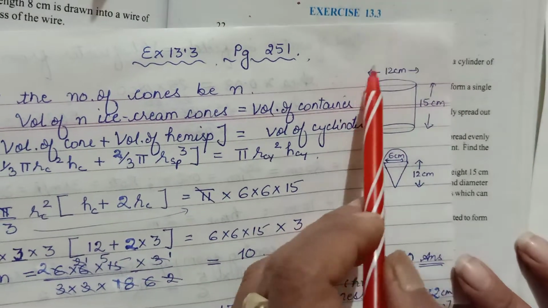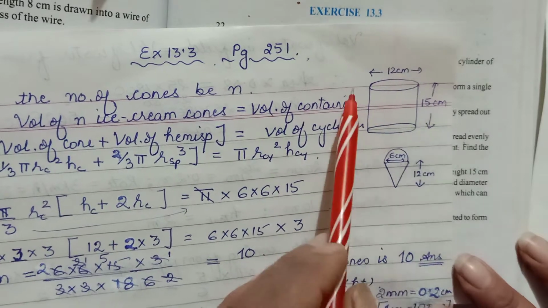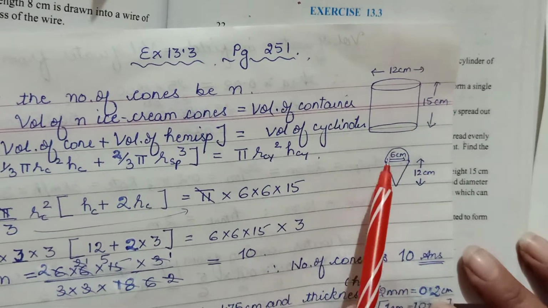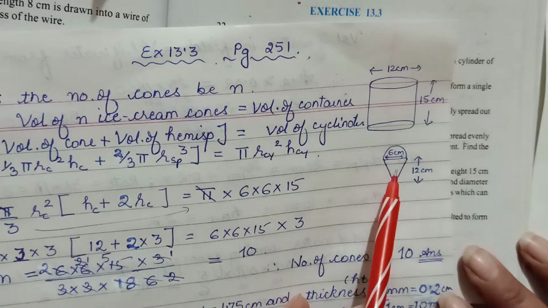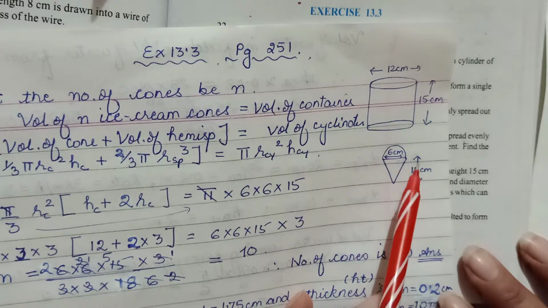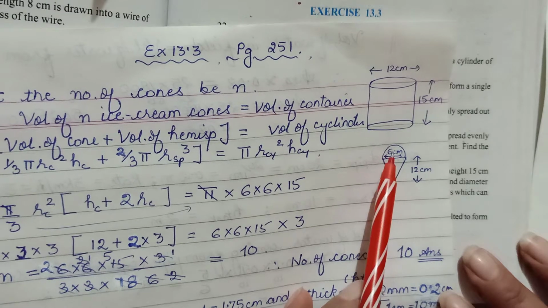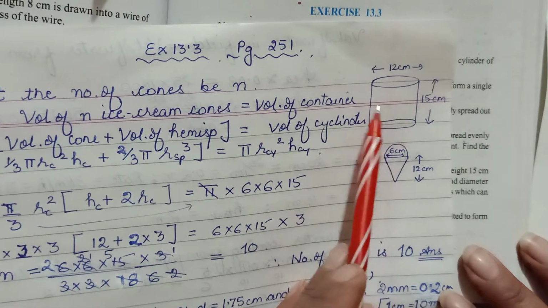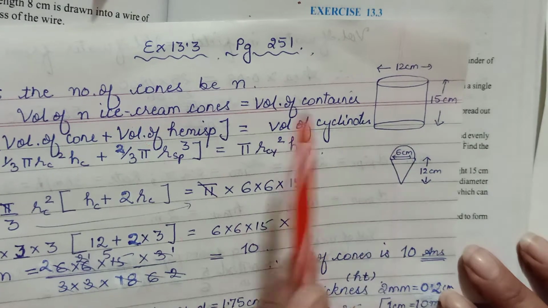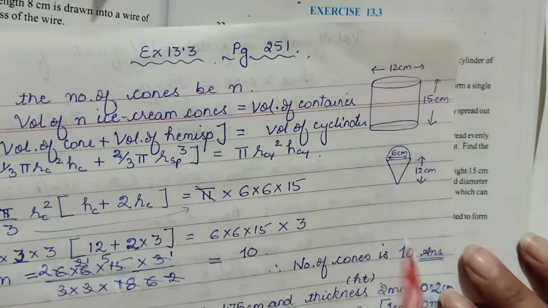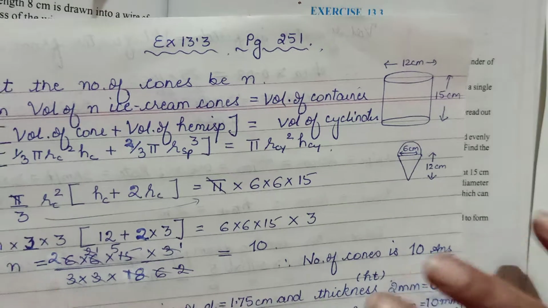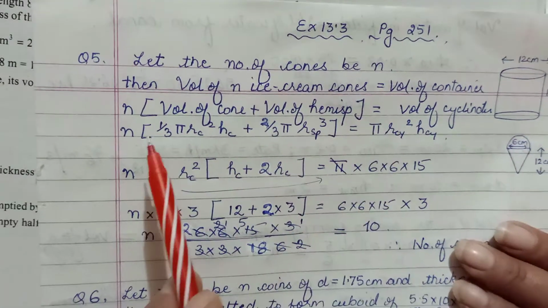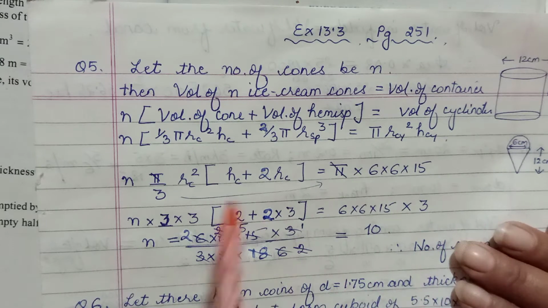So one, you have to find the volume of this. This whole volume has to be distributed in the cone. Then you have to find the volume of ice cream in the cone, which would be cone plus hemisphere. And then you can divide the total volume upon the volume of one cone, which will give you the number of cones. Or you can do it in equation form like I've done. I've assumed let the number of cones be n. So not finding individually the volume, I'm doing it in equation form.